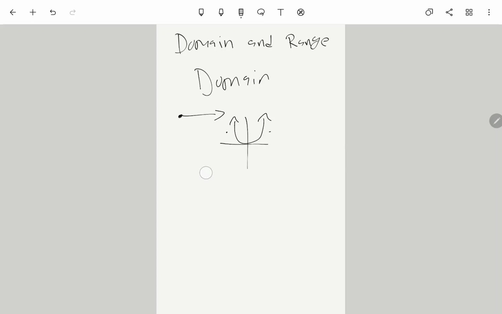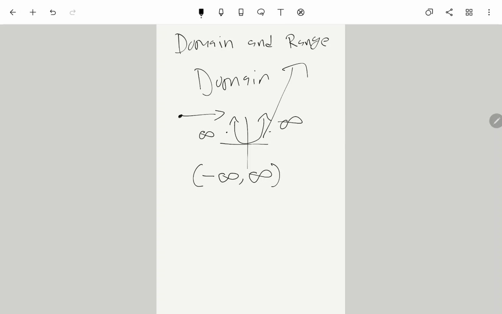That means parenthesis, negative infinity, because that one is infinite numbers here, comma, infinity, because it's infinite numbers right there, parenthesis.